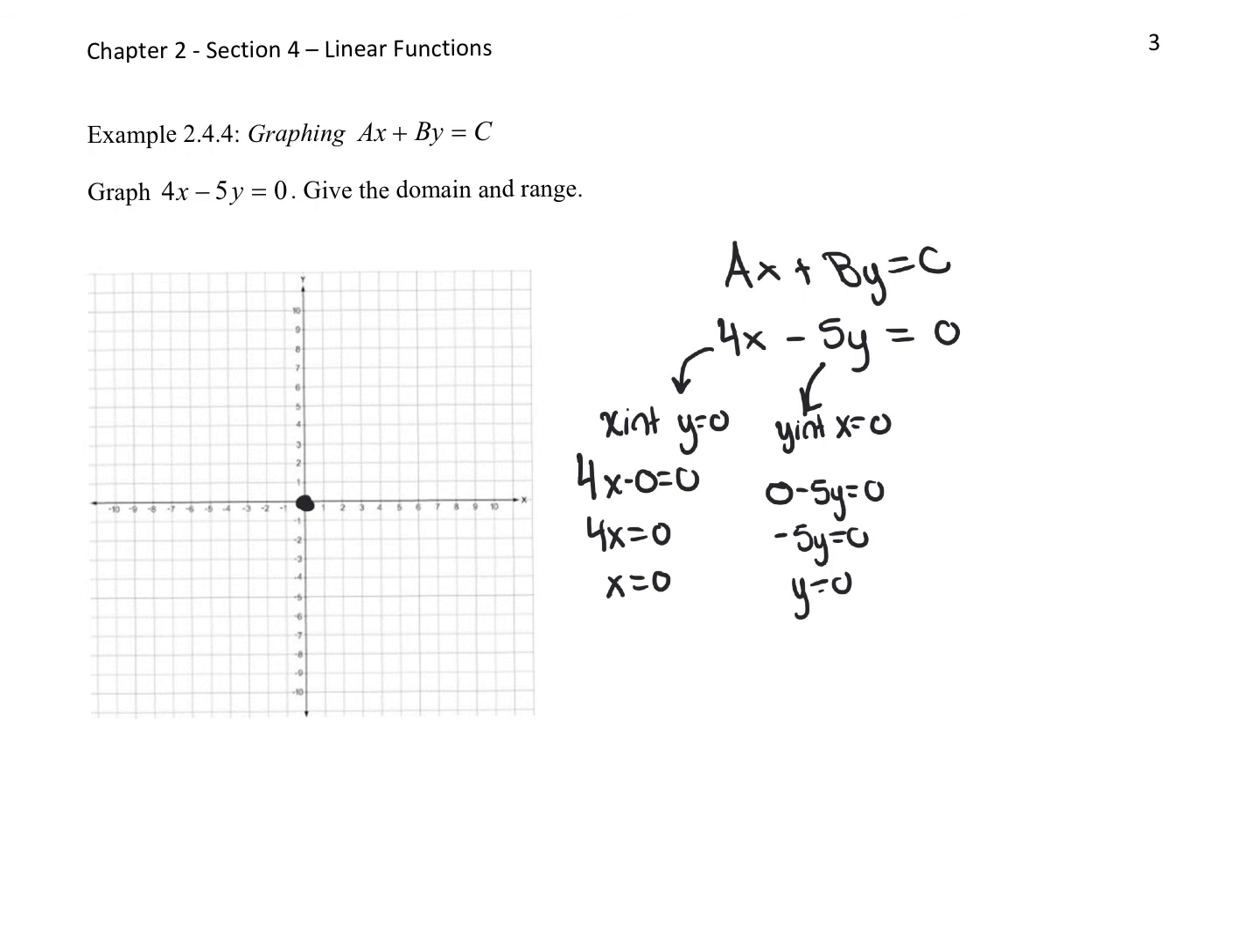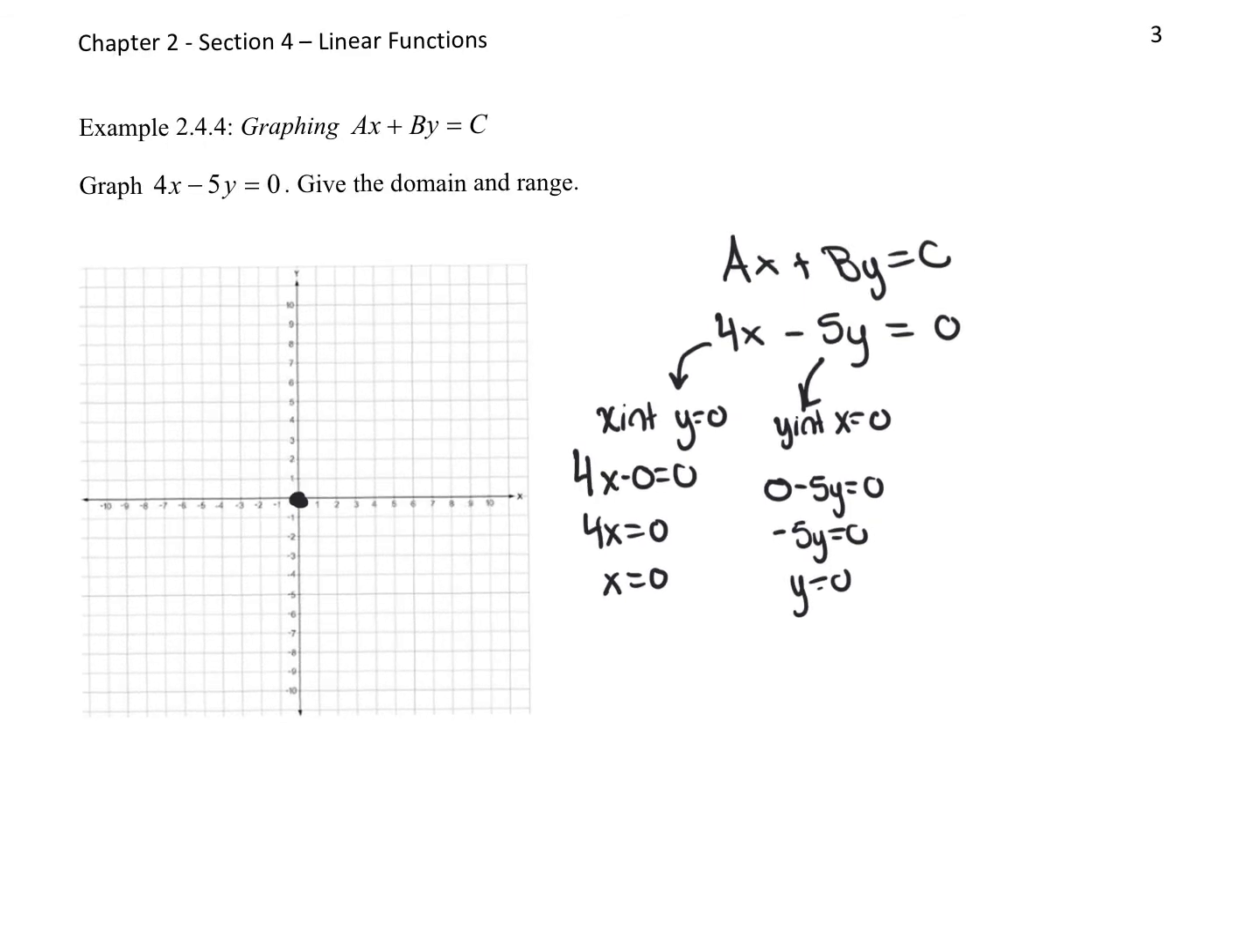So you could plug in a number and solve. You could plug, for example, let's let x equal 5. When x equals 5, I get 4 times 5 minus 5y equals 0. 20 minus 5y equals 0. I'm going to add the 5y over. So 20 equals 5y. So y equals 4. So I have another dot, which is 5, 4. And now you can draw your line.